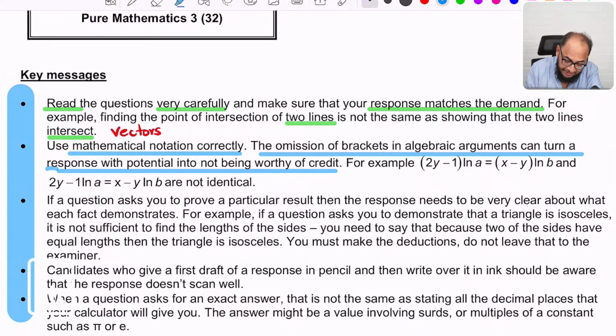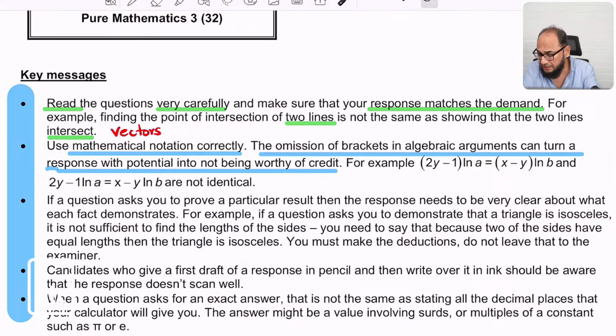So, it says that over here, the omission of brackets in algebraic argument can turn a response with potential into not being worthy. That means, for example, (2y - 1) ln A = (x - y) ln B, and this thing are not identical. So this looks like this is 1 into ln A. This looks like y into ln B. I think it's a very, very good example. And this is the first time that I'm seeing that they are giving an example in the key messages.